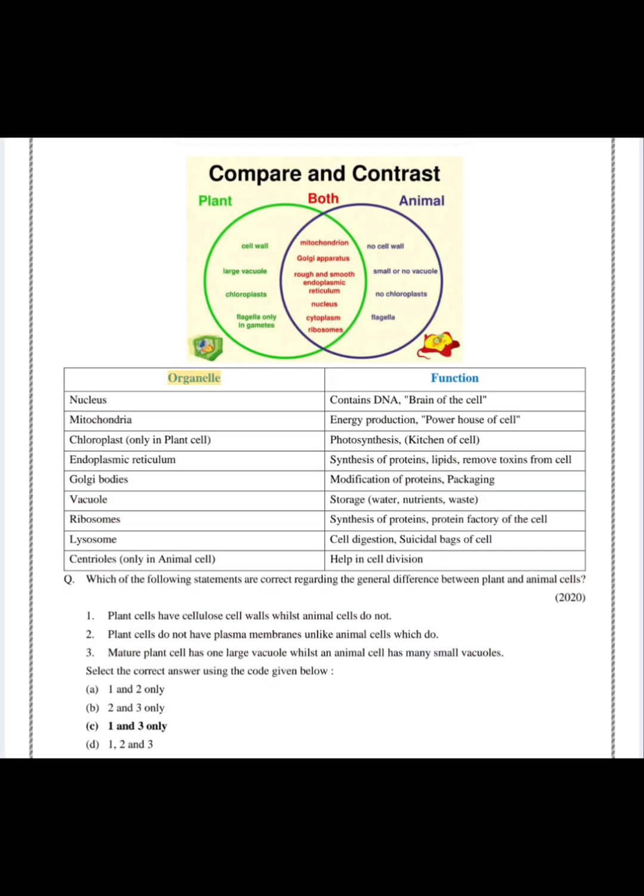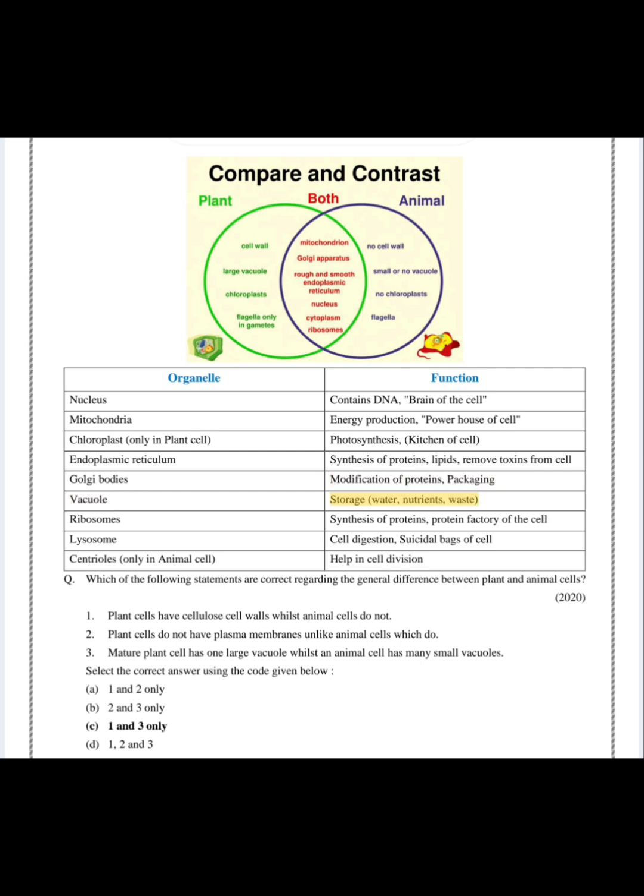Organelle and function summary. Nucleus: contains DNA, brain of the cell. Mitochondria: energy production, powerhouse of the cell. Chloroplast: only in plant cell, photosynthesis, kitchen of the cell. Endoplasmic reticulum: synthesis of proteins and lipids, removes toxins from the cell. Golgi bodies: modification of proteins, packaging.